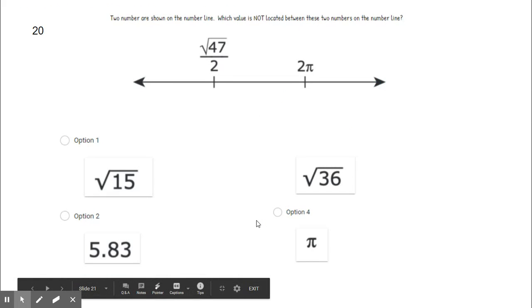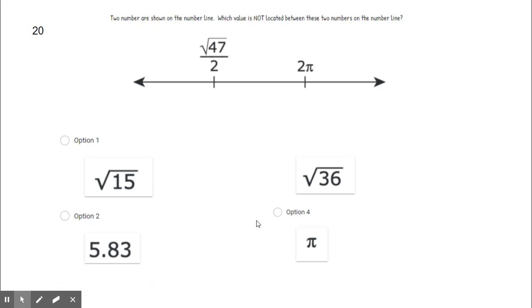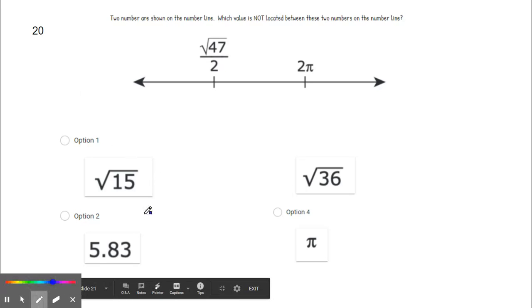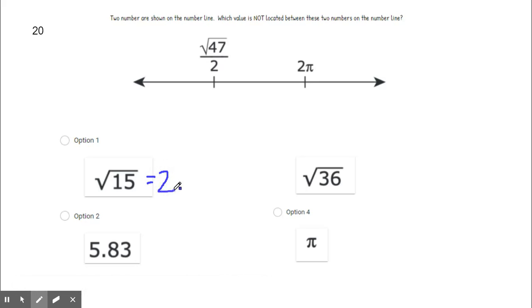Number 20. Two numbers are shown on the number line. Which value is not located between these two numbers on the number line? I would use my calculator to actually work this out and see which one is not between those two. So 15, I would put the square root of 15. This right here equals 2.87 and then some extra.